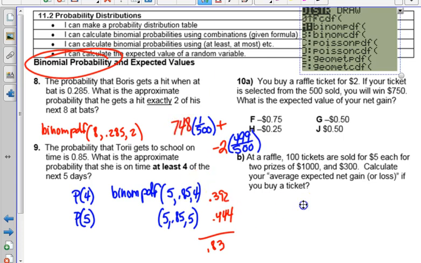748, really, we should pick. Okay, since it's multiple choice on this one, I'm pretty sure you could put in 750 and you'd be all right. Why is it 748 really, though? Because you still had to buy a ticket, so 748 divided by 500 minus 2 times 499 divided by 500. I got choice G, negative 50 cents. Yes?